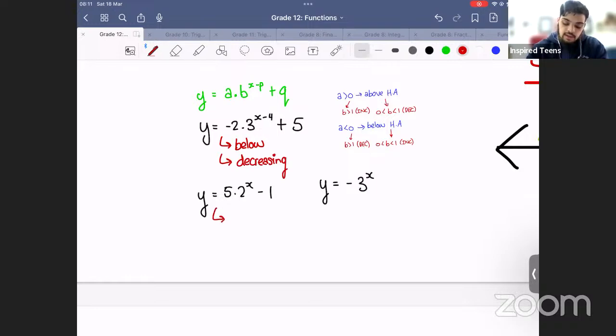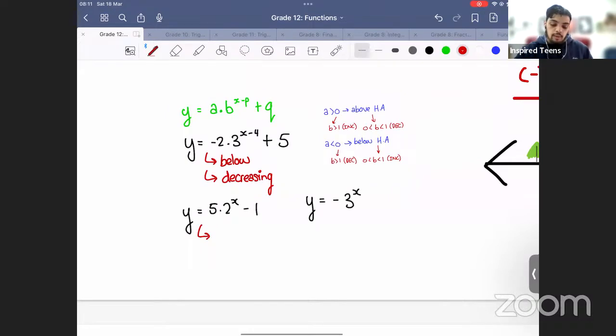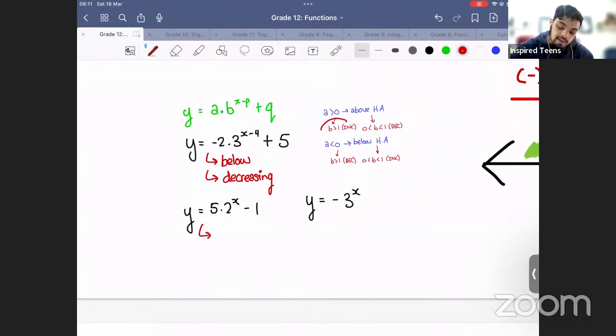Let's have a look at this example. Not increasing, guys. I hope you understand why it's decreasing. They swap. When it's above and b is greater than 1, it's increasing. But when it's below and b is greater than 1, that's when it's decreasing. Please do note that and don't make that mistake. Let's look at the next one.